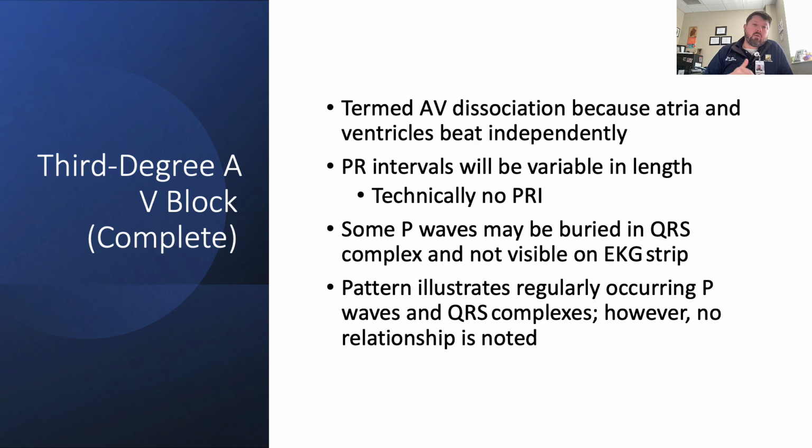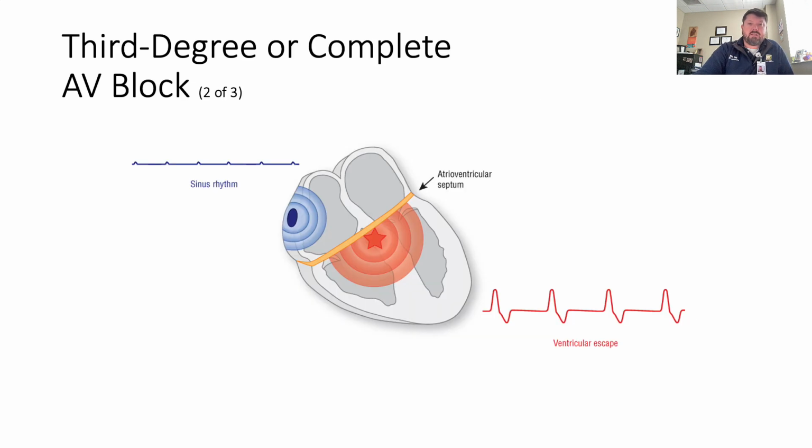And that's important to remember because the P to P is regular, and as we're going to see in some examples in the future, those P waves may be buried, but we're still going to have to count them for the atrial rate. The pattern illustrates regularly occurring P waves and QRS complexes, however, no relationship is noted. So, all communication is shut down between the atria and the ventricles.